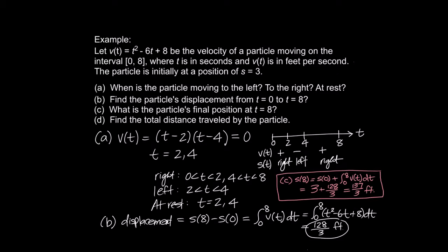Now, the last part, part D, it says to find the total distance traveled by the particle. What this means is that we have to consider when the particle is moving to the left separately from when the particle is moving to the right. And so how do we do that?